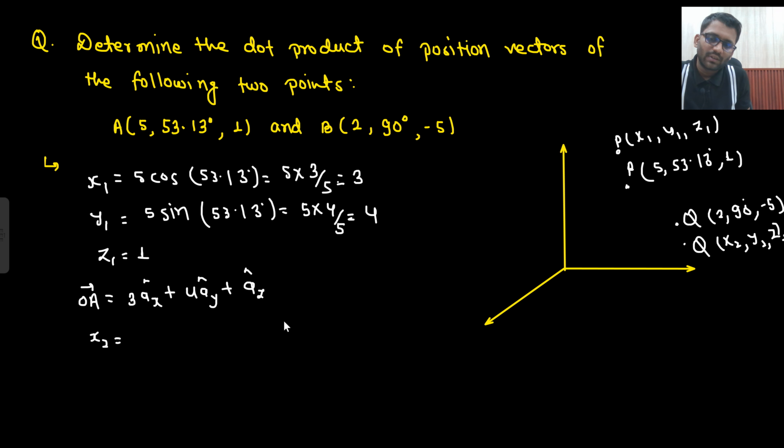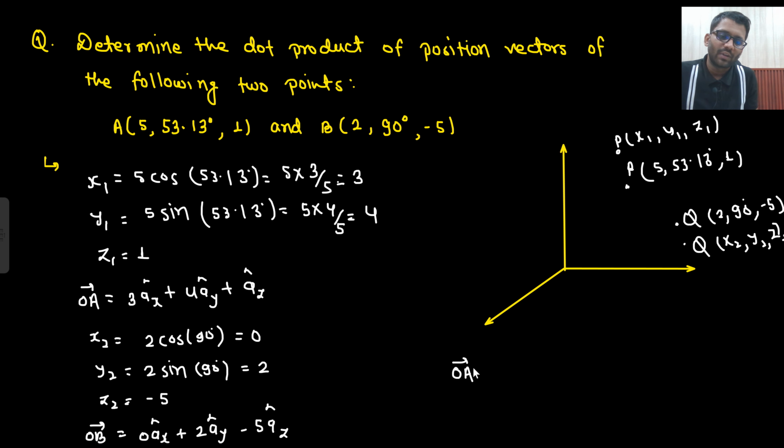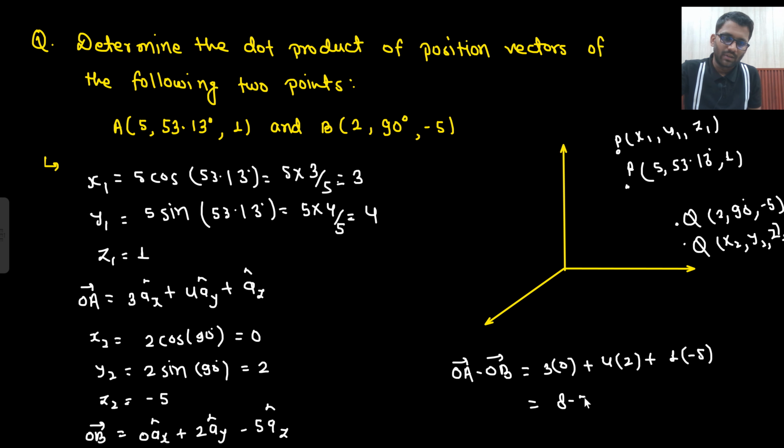What about x2? x2 is 2 cos 90, that would be 0. What about y2? y2 is 2 sin 90, sin 90 is 1, that would be 2. And z2 is minus 5 only. So your OB vector will be 0 ax cap plus 2 ay cap minus 5 az cap. What do I need to find? The dot product. So I can do the dot product: 3 into 0 plus 4 into 2 plus 1 into minus 5. So 8 minus 5, the answer is 3. So that's the answer.